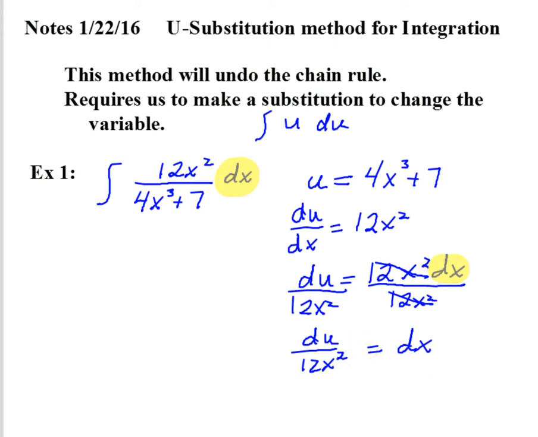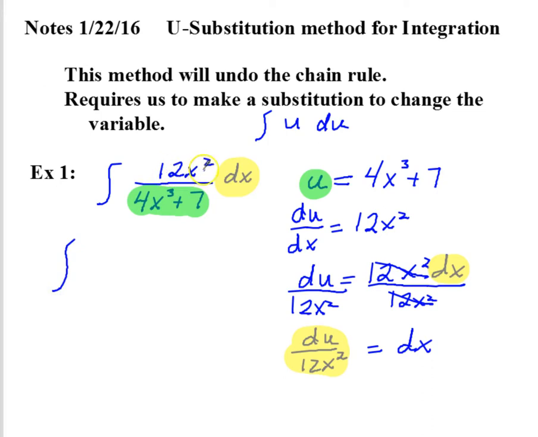Alright, looking back at the original problem, we now know what dx is equal to. So in for that yellow dx, I'm going to substitute in du over 12x squared. Okay, again, looking back at the original problem, I also have this denominator that I'm going to substitute u in for. Let's make those substitutions and see what happens.